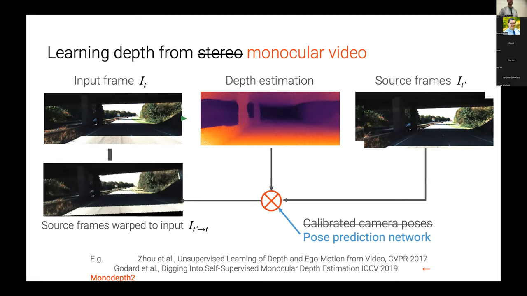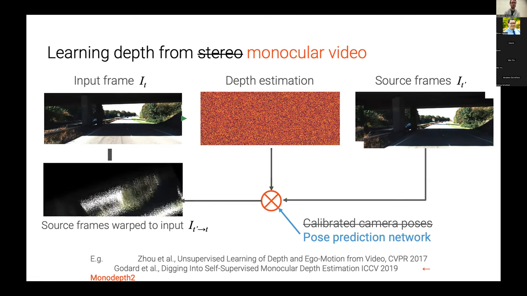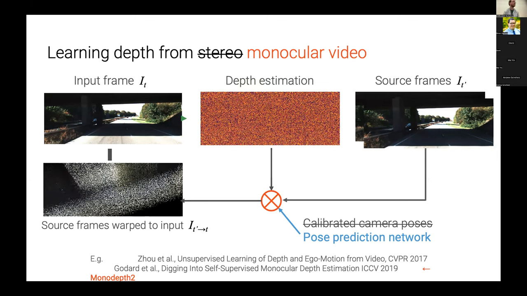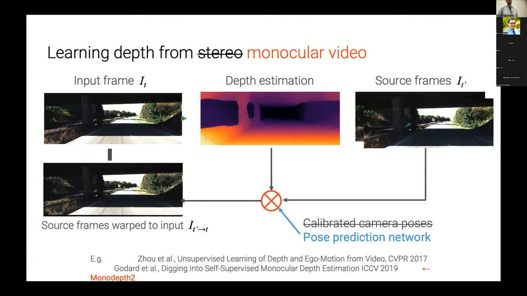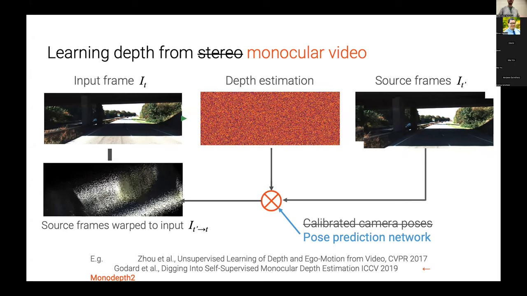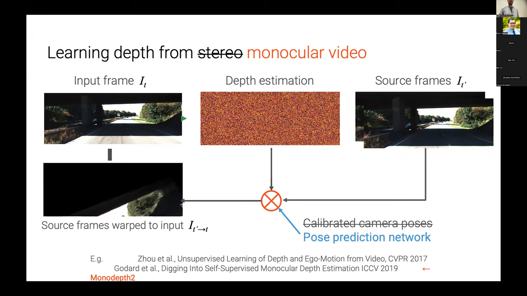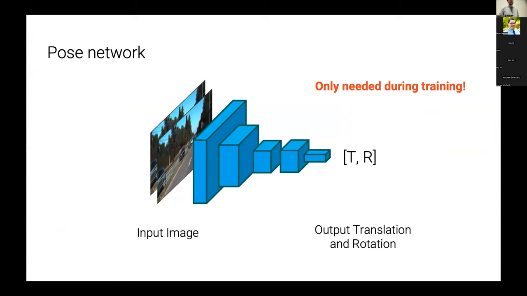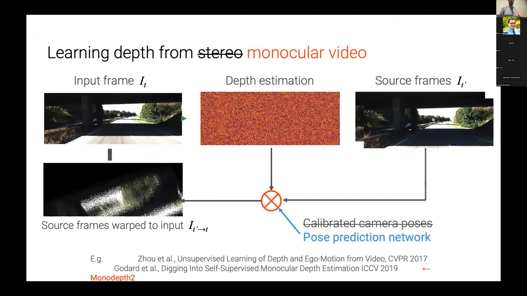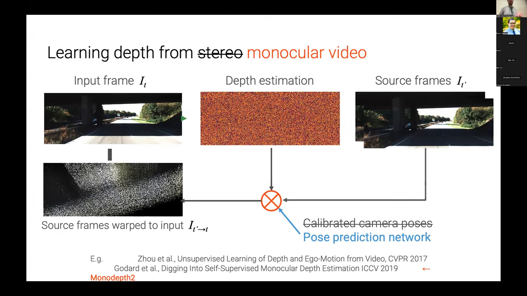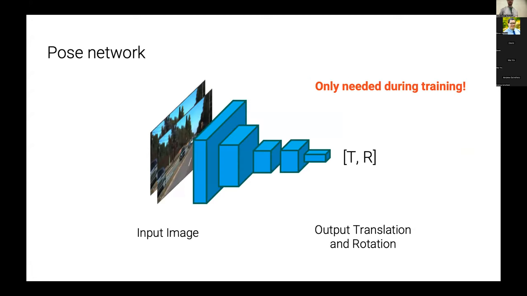This is the work SfM Learner, which probably many people know from CVPR 2017. Then we built on this ourselves in the Monodepth2 method a few years later, adding some additional components to overcome some of the challenges of doing this well. And again, just to get a sense of what the pose network looked like, we're basically taking a pair of images and producing a prediction of the transformation, the translation and rotation. That's down at the bottom right here.